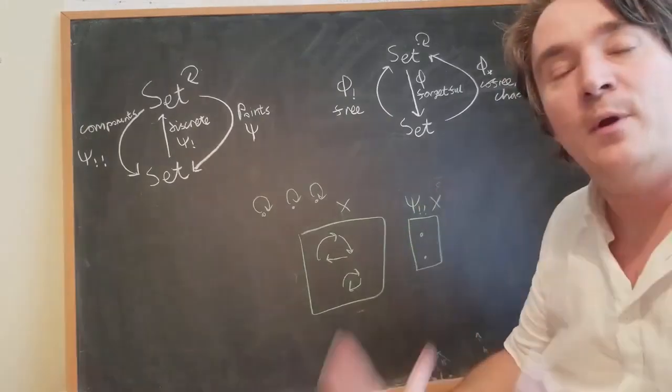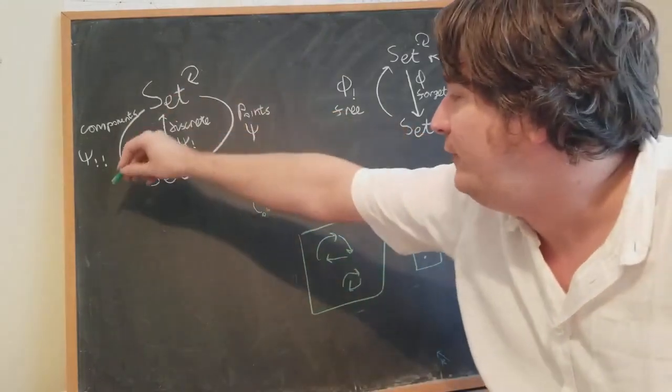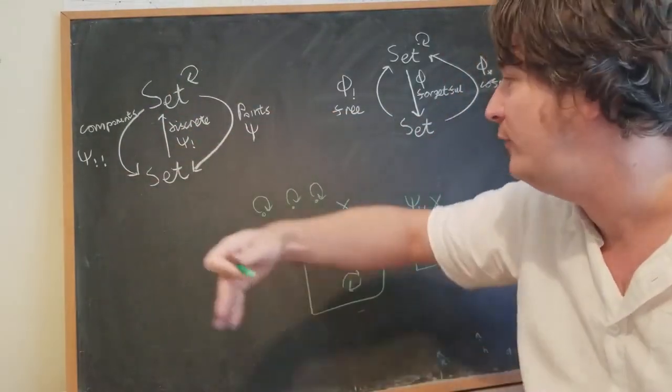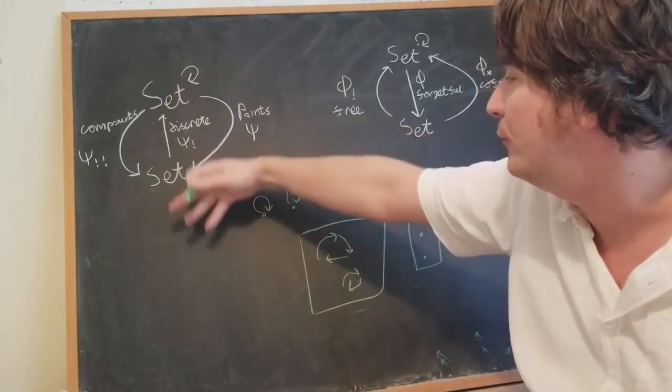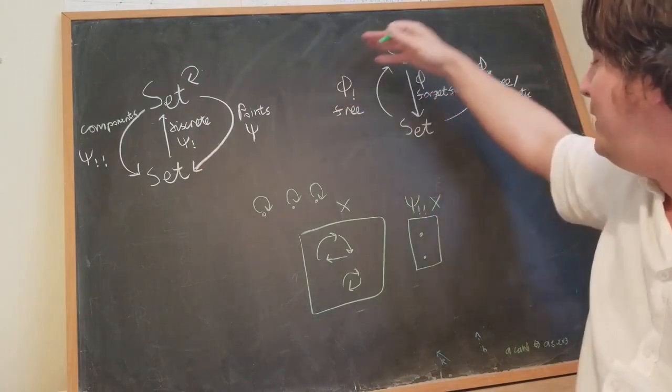Okay, so we can learn about things like how sets are connected together by these special functors, which happen to appear as adjoints of these very basic functors. Much more interesting is what happens in this case.